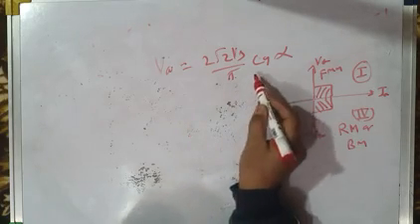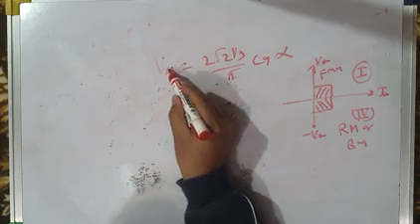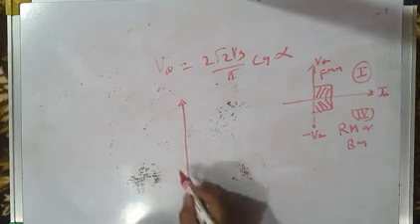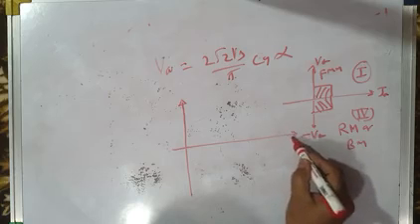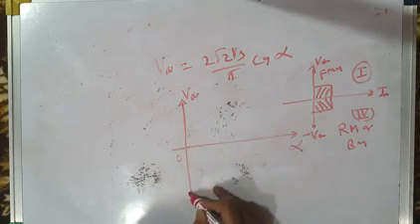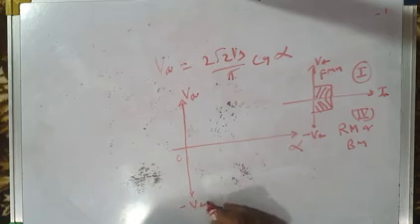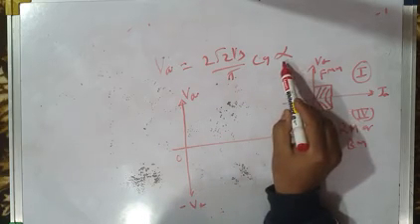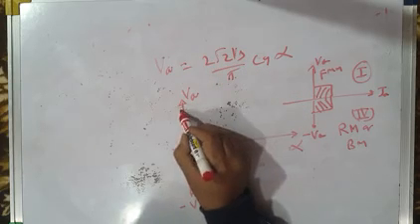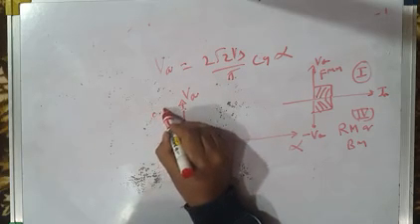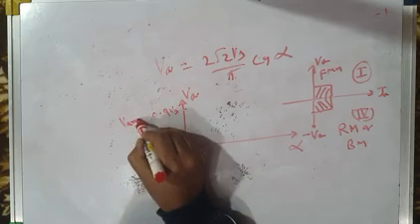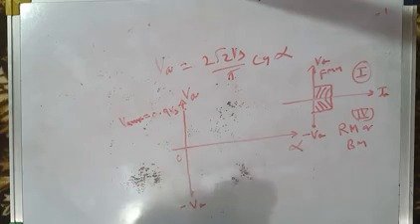Okay, if you plot average output voltage or average armature voltage versus alpha, you'll get this type of characteristic. This is alpha and this is average armature voltage or average output voltage, plus minus. When alpha is 0, average output voltage is maximum, that is equal to 2 root 2 Vs by pi. So that is 0.9 Vs. So it is equal to Va max. Va max is equal to 0.9 Vs.